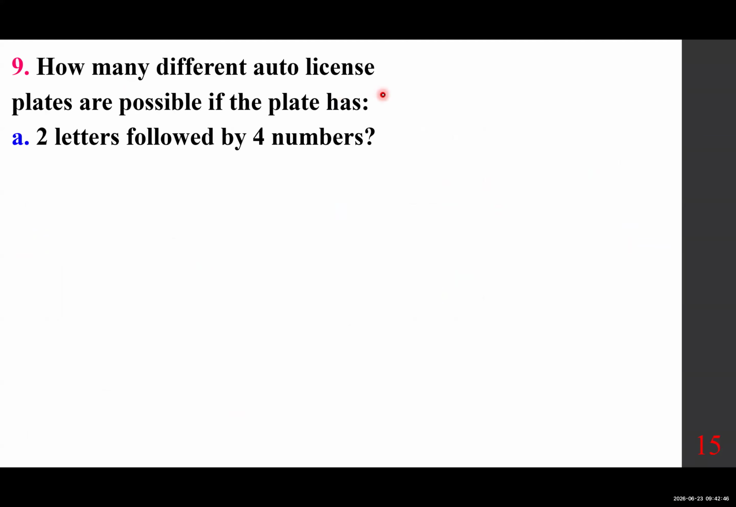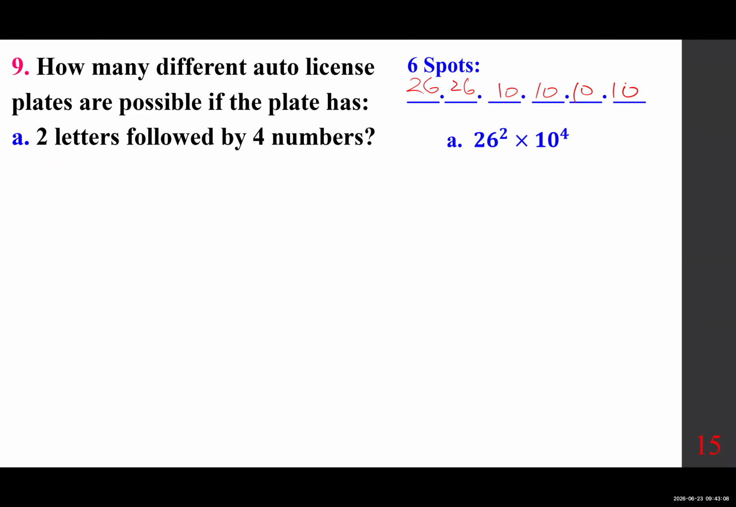How many different auto license plates are possible if the plate has two letters followed by four numbers? Two letters, there is no restriction, 26, 26. Four numbers, 10, 10, 10, 10. So 26 squared times 10 to the power of 4, whatever it might be.